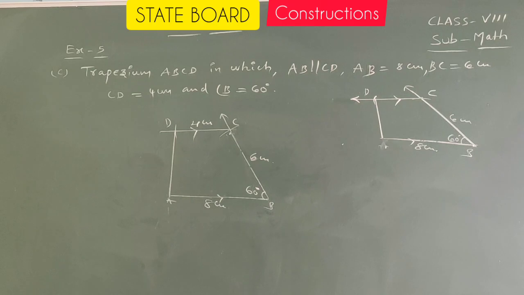Draw AB, with B as center, construct 60 degrees. Again with B as center, draw an arc of 6 centimeters. With C as center, construct a parallel to AB. After the construction of the parallel, with C as center, draw an arc of 4 centimeters, which meets AD at D. So join AD and CD. Then we will get the required trapezium ABCD.